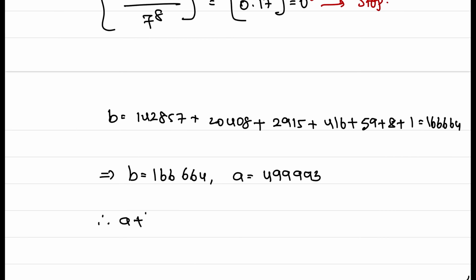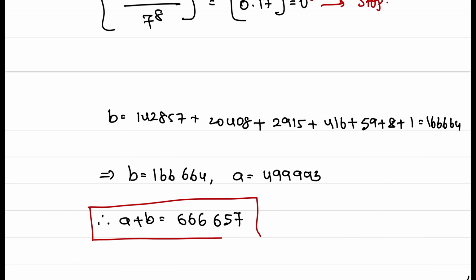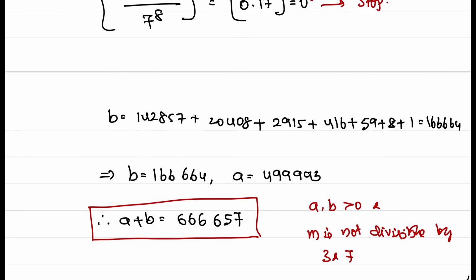Therefore, A plus B is equal to 666,657. This is the answer. Provided A and B are positive integers, A, B are greater than 0, and M is not divisible by 3 and 7.